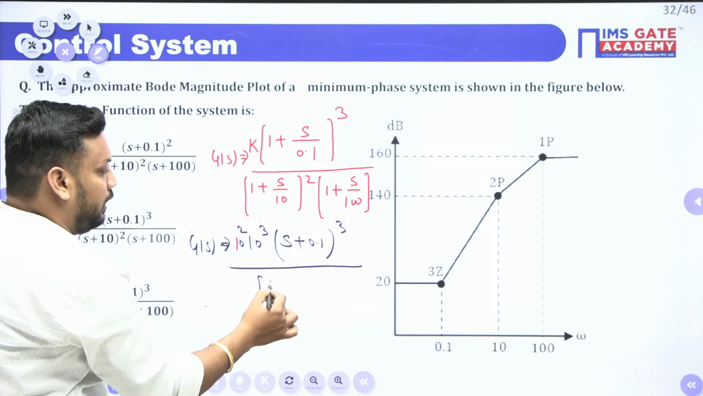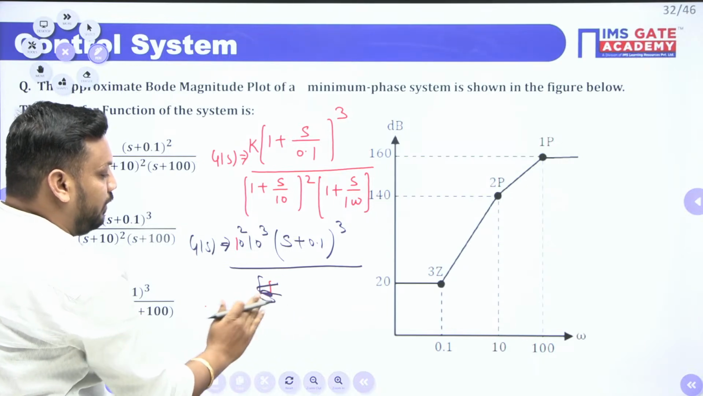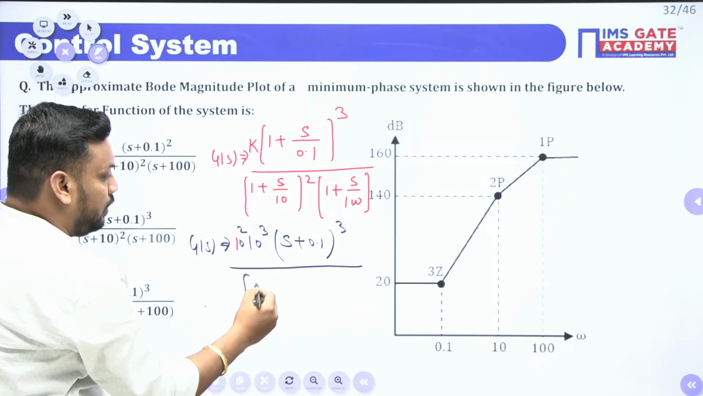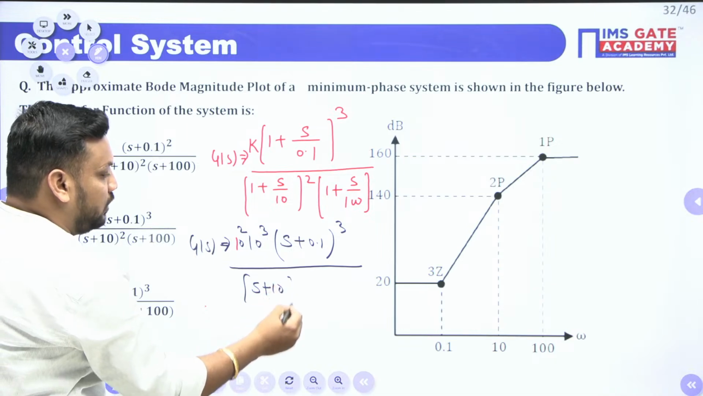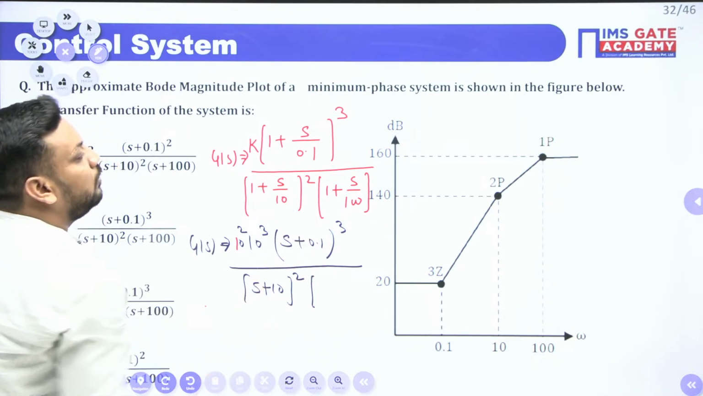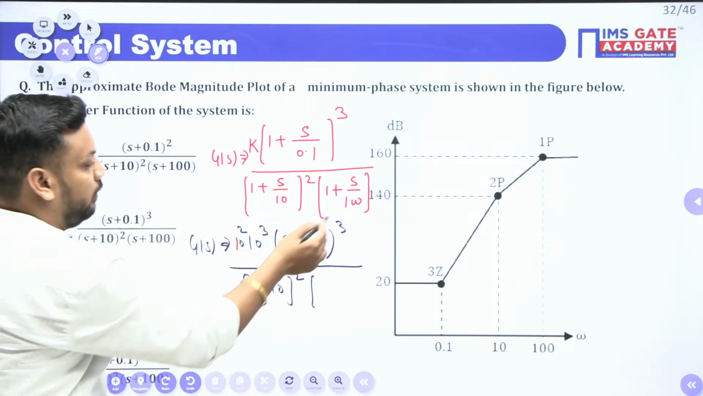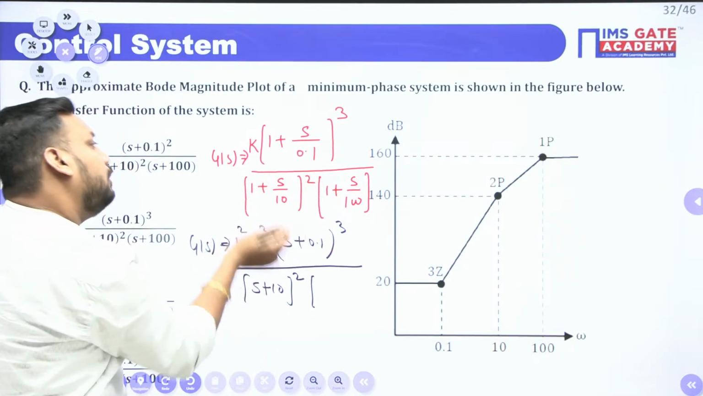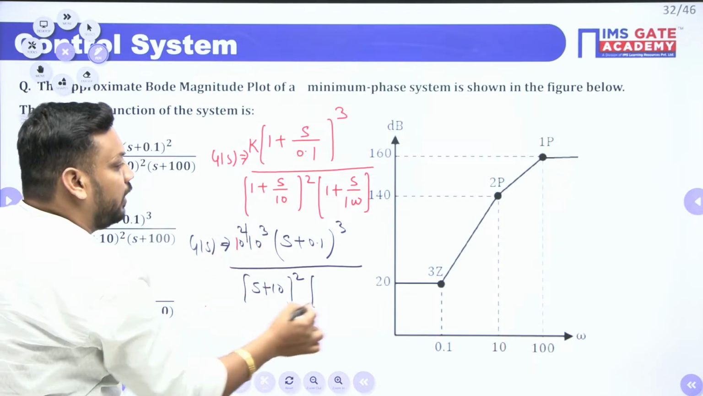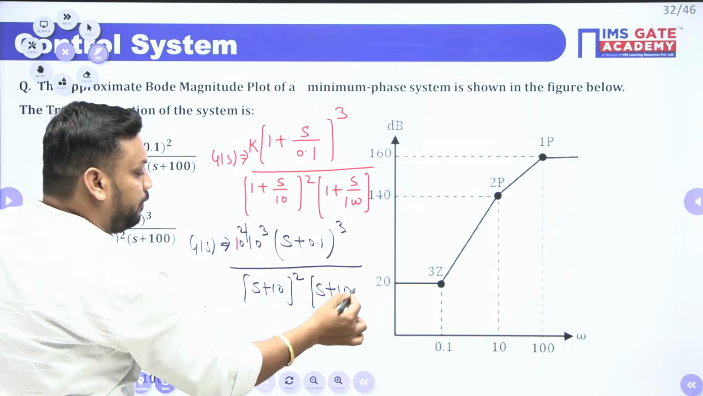And here you can write 1, here you can write what, guys? (s plus 10) whole square. And here also, (s plus 10) whole square. Here also 100 will come. 100 means 1 upon 0.1 upon 100, coming up top as 100, which means 10 to the power 4. Here also s plus 100.